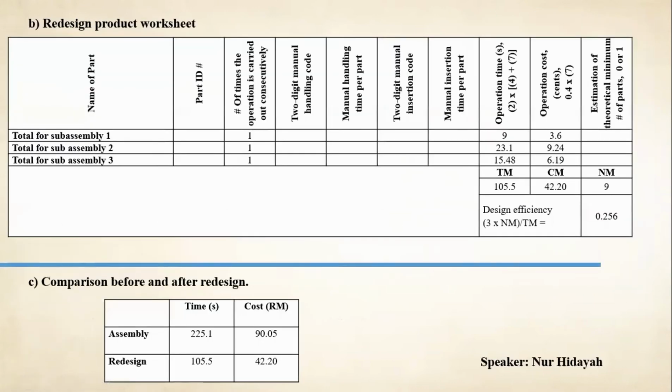Here is the DFA for the redesigned product. We can see the reduction of time and cost here, from 225.1 to 105.5 and from 90 ringgit to 42 ringgit 20 cents. The design efficiency also increased, from 9.6 to 25.6%, so we can continue with the production.